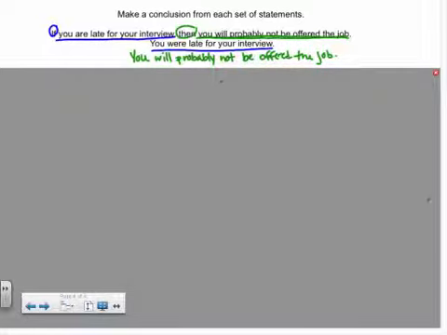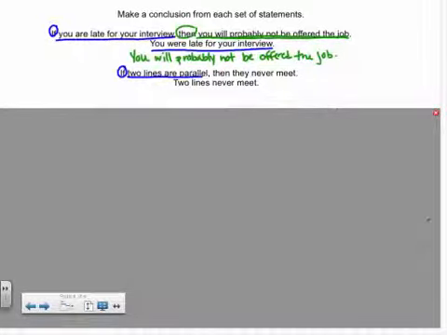In the next example, we have the statements, if two lines are parallel, then they never meet, and two lines never meet. This time, our second statement matches the conclusion of the first statement. In this case, we can't conclude anything. Make sure you understand that in the law of detachment, you have to know that the hypothesis is true.